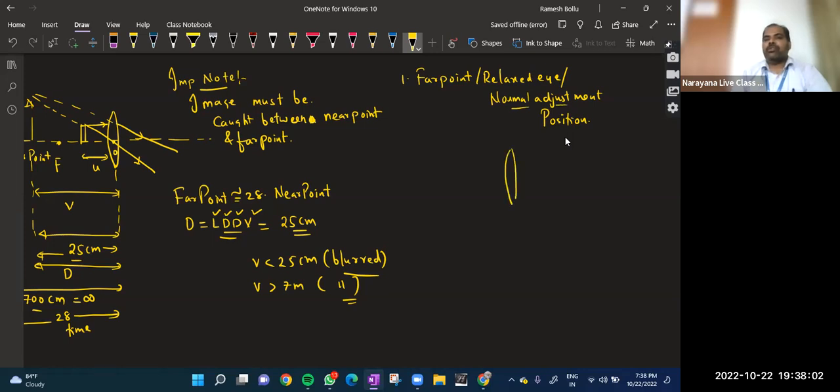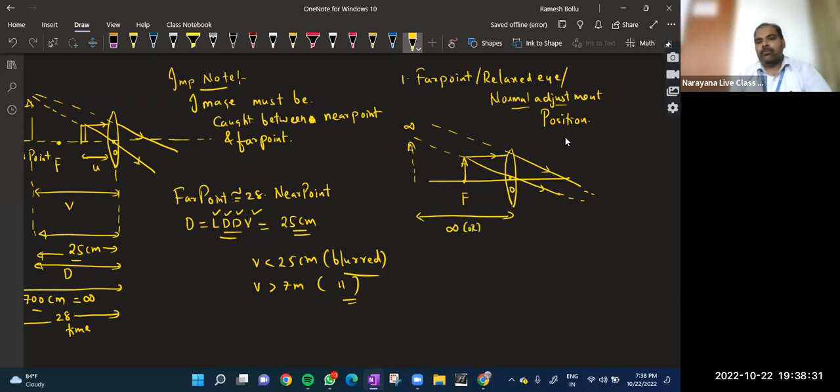In this normal adjustment position, this is the optic center, this is the point of focus. I kept the object exactly on the point of focus. So the light rays will be what here, students? They will meet at infinity, virtually. Infinity means what, students? Another numerical value, how much? 7 meter. What is the name of this point here? Far point.